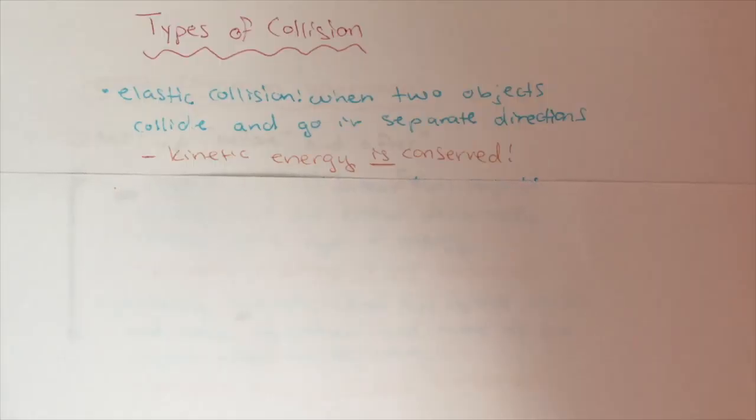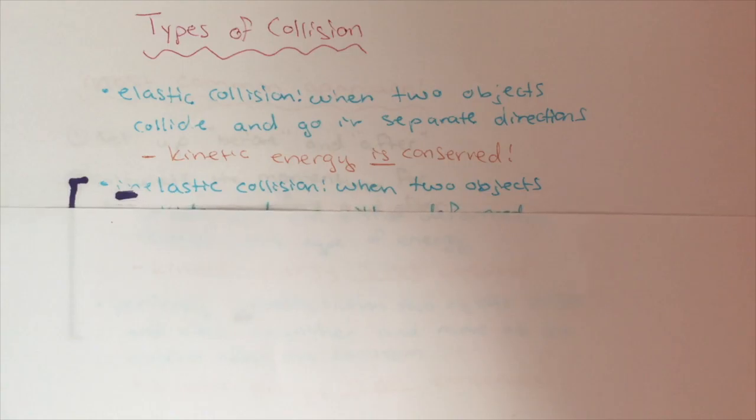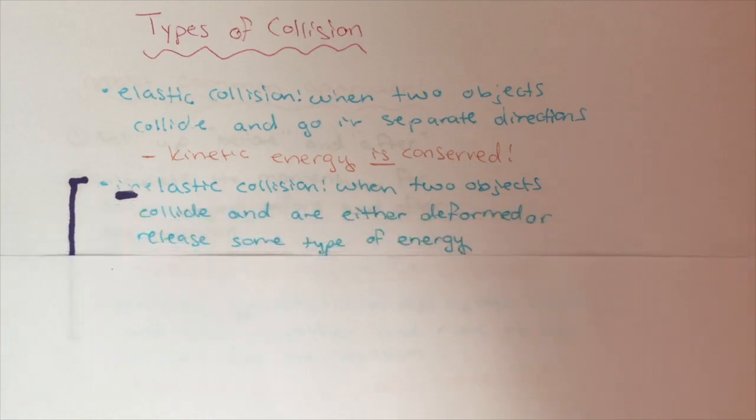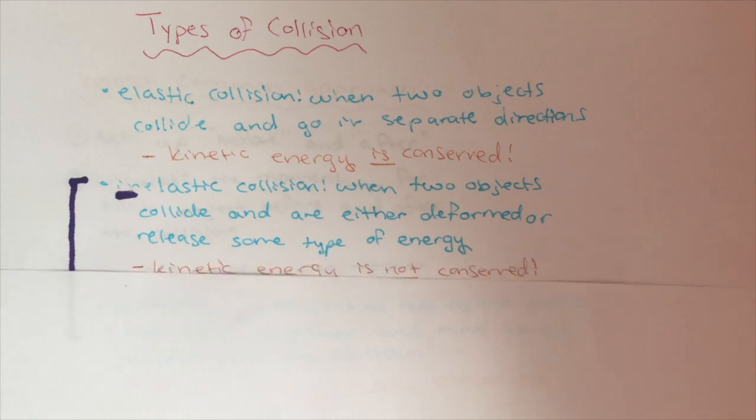So the next type of collision is an inelastic collision, which is just when two objects collide and either are deformed or release some type of energy. In this type of collision, kinetic energy is not conserved.